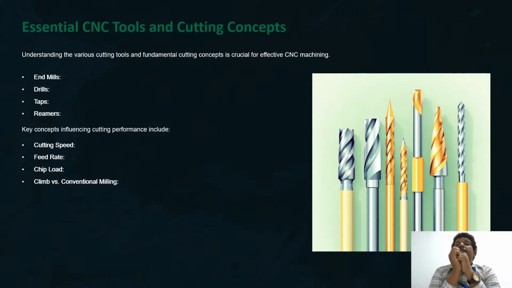Chip load, how much chips are generated, and how the chip removal process goes, that also affects the cutting performance of the tool. The next is the climb or conventional milling, also called up milling or down milling. On this climb and conventional milling, we can use climb milling or conventional milling or even a mix of these as per our requirement. That's a key concept influencing the cutting performance.